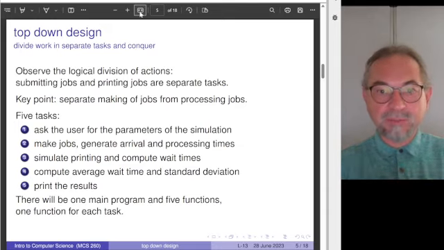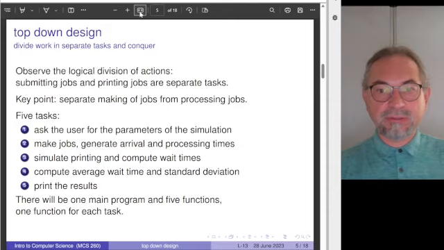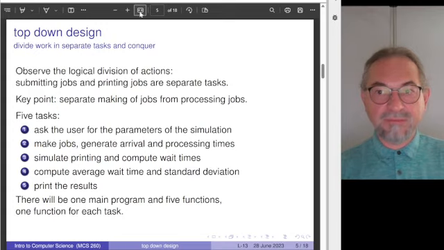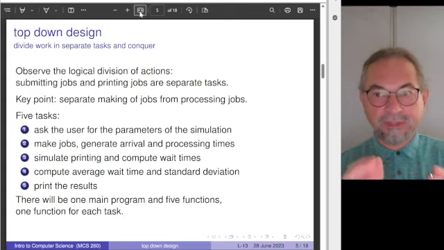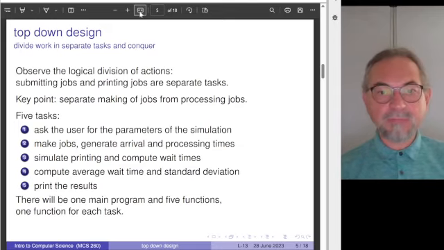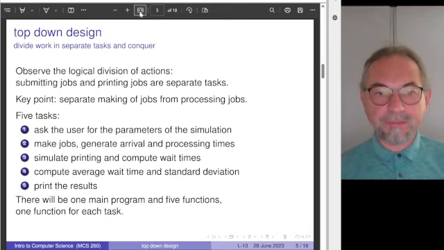So we will have two lists of the same length. One list contains the arrival times and the other one contains the processing times. Alternatively, you could have a list of tuples where in each tuple you have the arrival and the processing time. But the center part is the simulation.